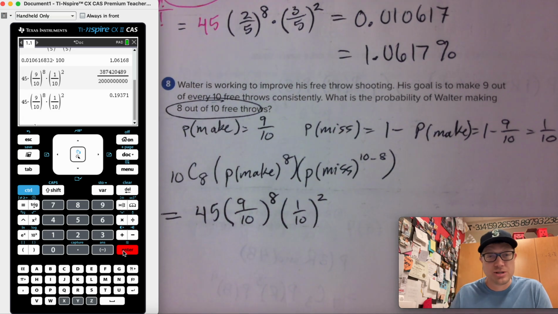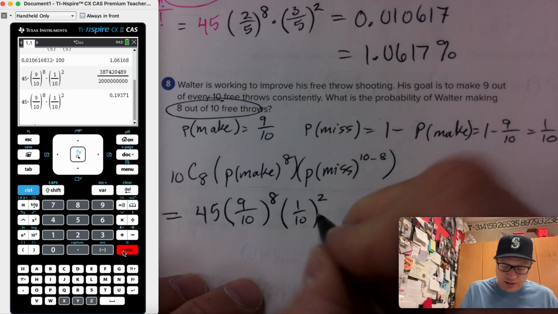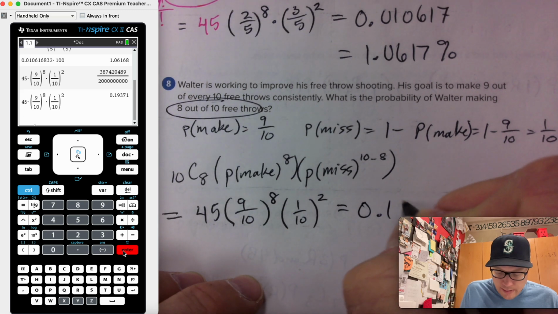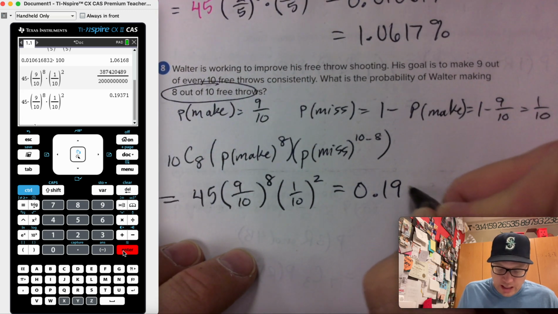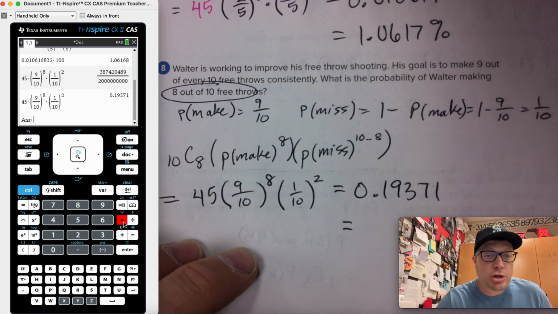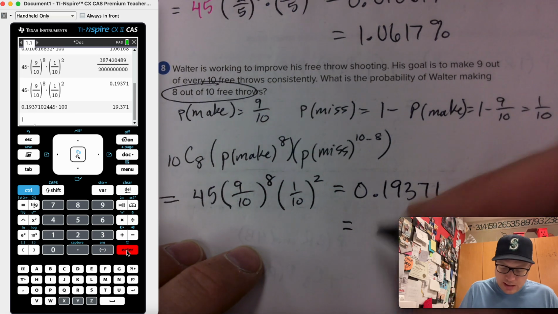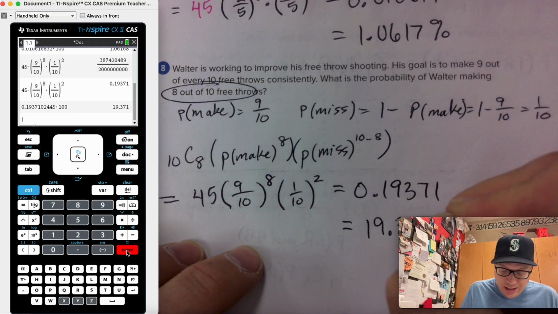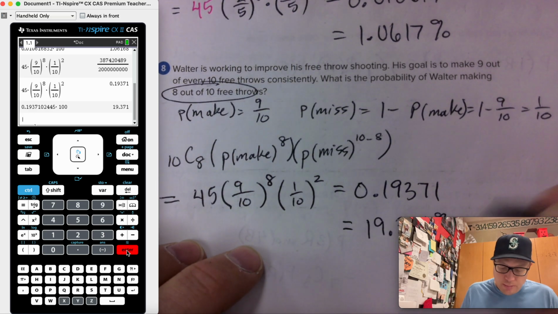And the decimal answer is 0.19371. I'm going to write down the decimal first, 0.19371. But if I multiply by 100, that'll turn this into a percentage. So multiplying by 100 means 19.371%.